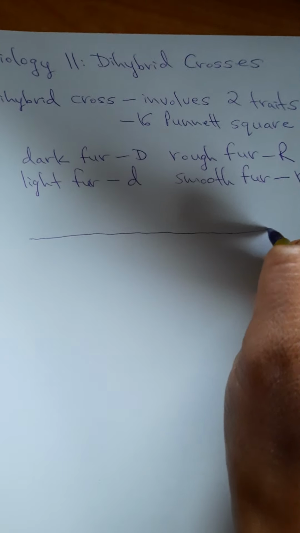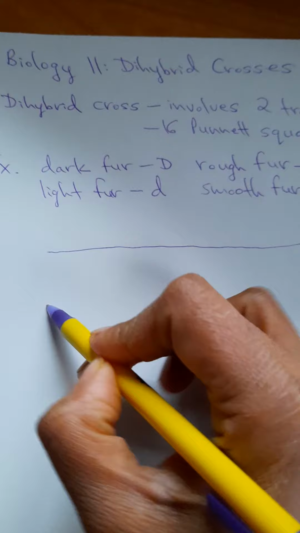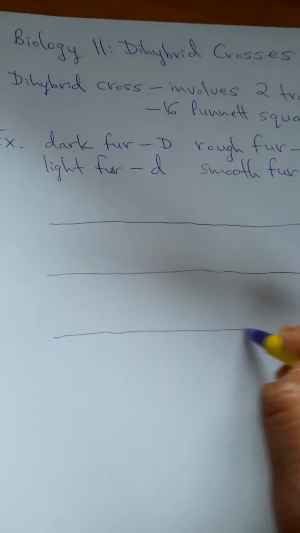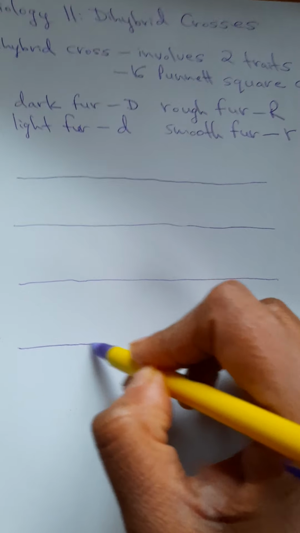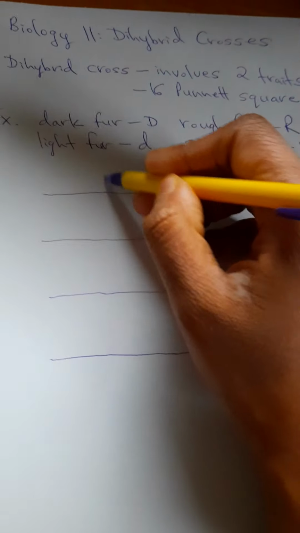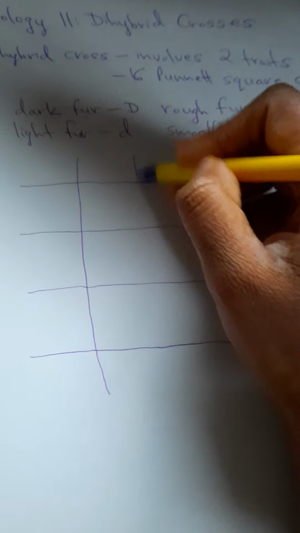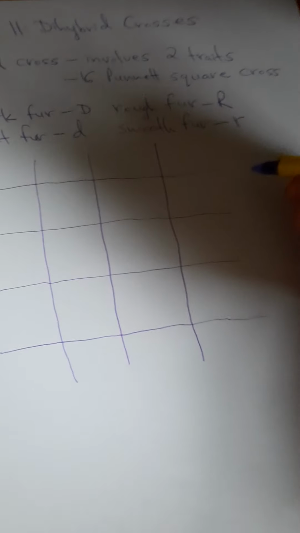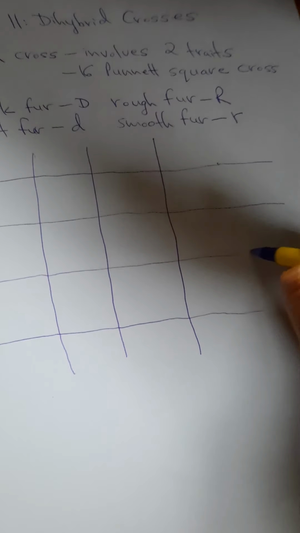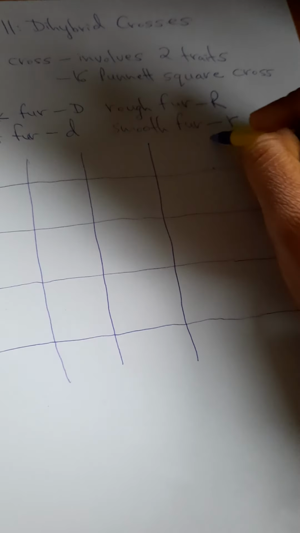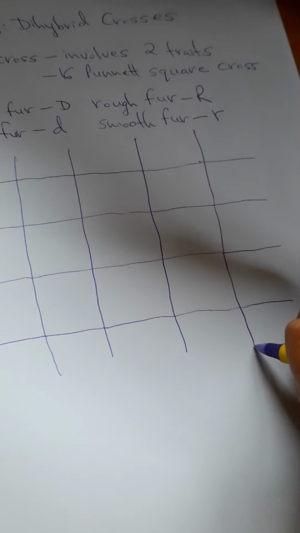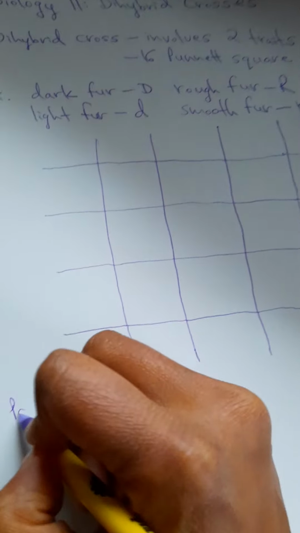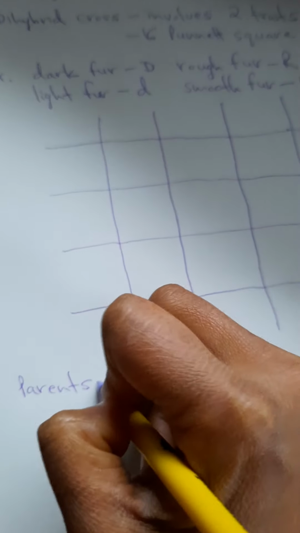So we're going to try our cross here. I'm just going to draw some of the lines. Again, it has to be a 16 Punnett square cross. I'm going to draw the table here first, and then I'm going to show you how we're coming up with the gametes. So we'll make one more line here. Say I have the parents on the bottom here.